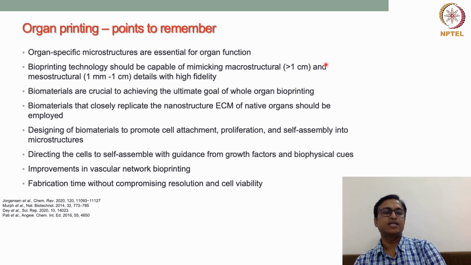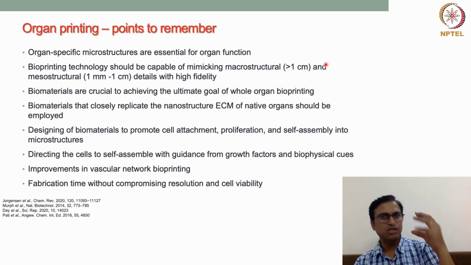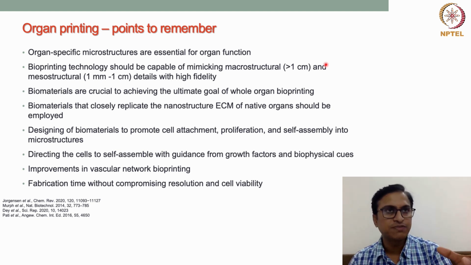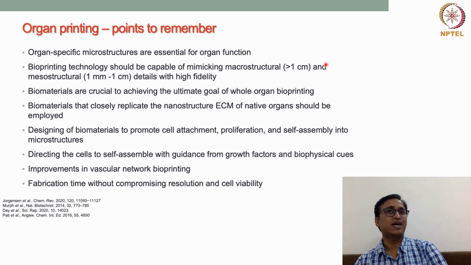Here, biomaterials that closely replicate the nanostructure and microstructure of the ECM of a particular native tissue should be employed. That means when we are trying to bioprint a particular tissue structure, the first thing is to understand the microstructure and mesostructure present in the tissue. What is the nanostructure of the tissue? What specific ECM composition is present there? How is the ECM organized or arranged in the tissue?